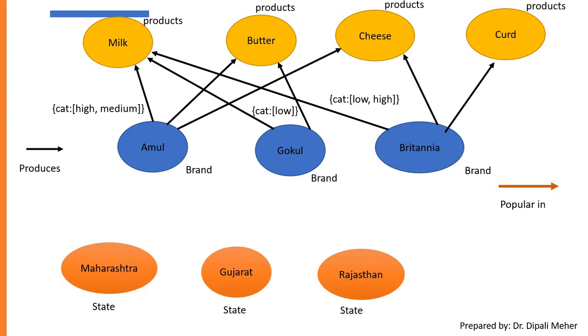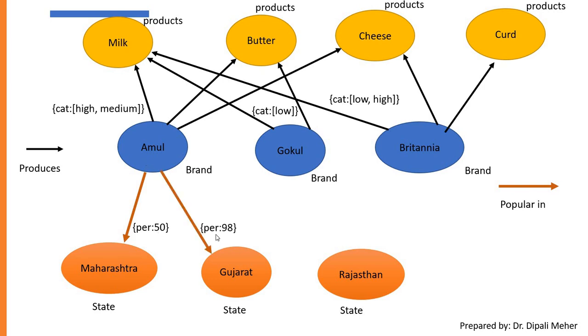There are various states, Maharashtra, Gujarat and Rajasthan. 3 states I have taken. Again, the popularity, brands will be popular in the different states. So Amul will be popular in Maharashtra. Keep in mind, Amul is popular in Maharashtra, and the popularity percentage, that it is low, high and medium. So the popularity percentage is given to the relationship. So this percentage 50 is nothing but the characteristic of this relationship. Amul is popular in Maharashtra 50%.